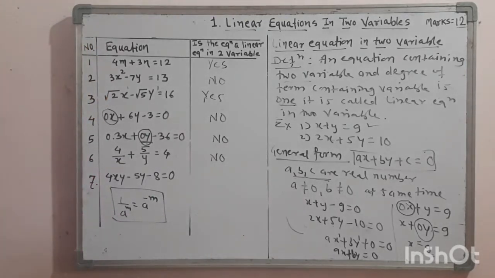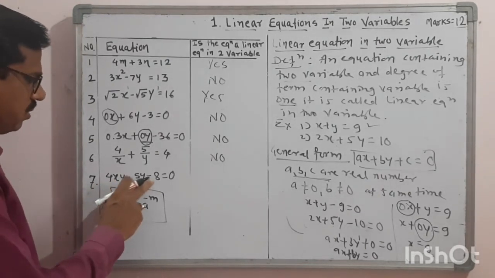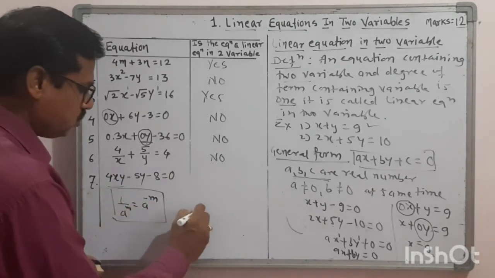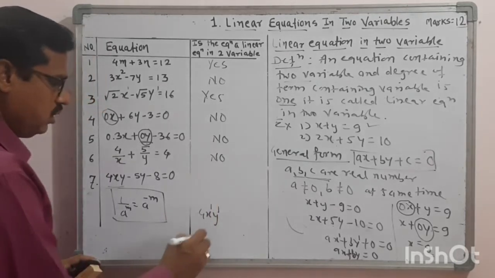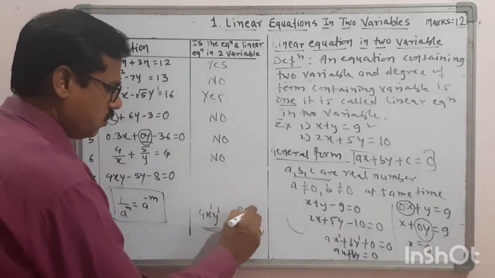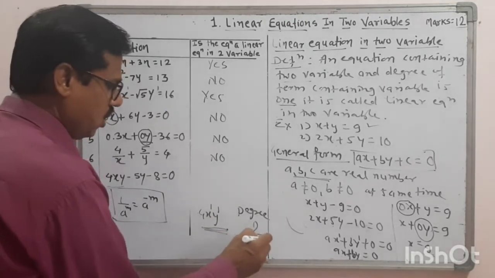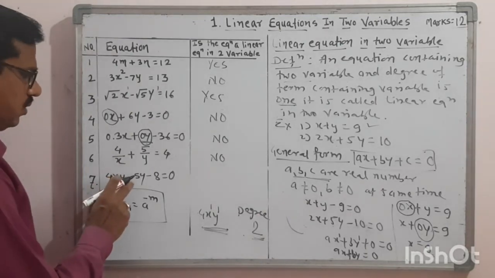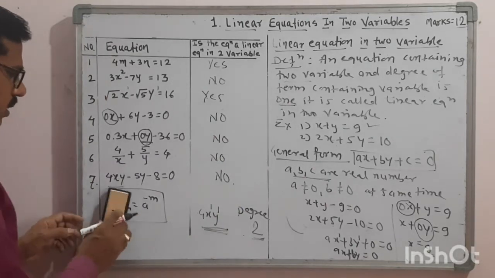What about the last equation? Here 4xy minus 5y minus 8 is equal to 0. Here the first term is 4xy. Here x has power 1, y has power 1. Therefore the degree of this term is 2. What is the degree? When we take the addition of the powers, we get the degree. Therefore the degree of the term 4xy is 2. Therefore this is not a linear equation in two variables.